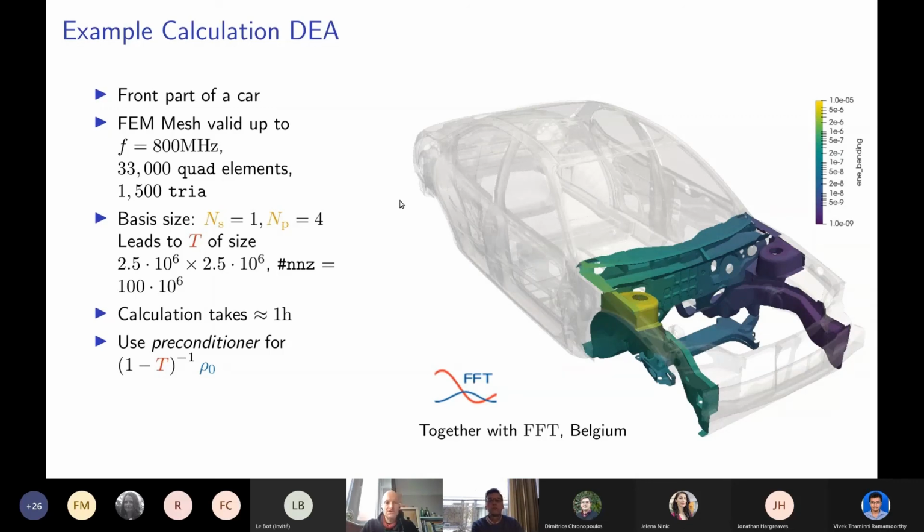Just to give you a few numbers, the FEM mesh was valid up to 800 Hertz. This is no constraint for DEA, so we could do a calculation for 8,000 Hertz. Oh sorry, that's a typo, it should say Hertz, this mega is wrong.